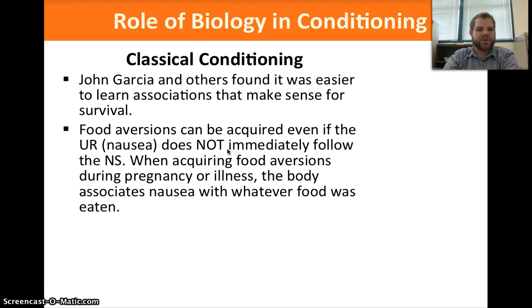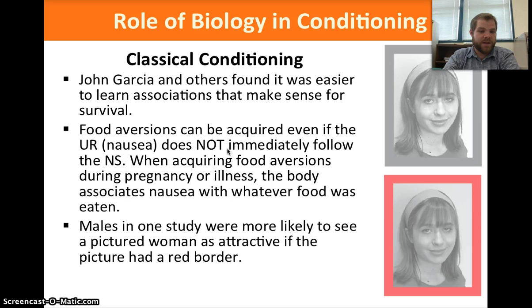So food aversions, meaning you're repulsed by certain foods, can be acquired even if the unconditioned response, i.e. nausea, does not immediately follow the neutral stimulus. When acquiring food aversions during pregnancy or illness, the body associates nausea with whatever food was eaten. So males in one study were more likely to see a pictured woman as attractive if the picture had a red border. Interesting. What do you guys think?